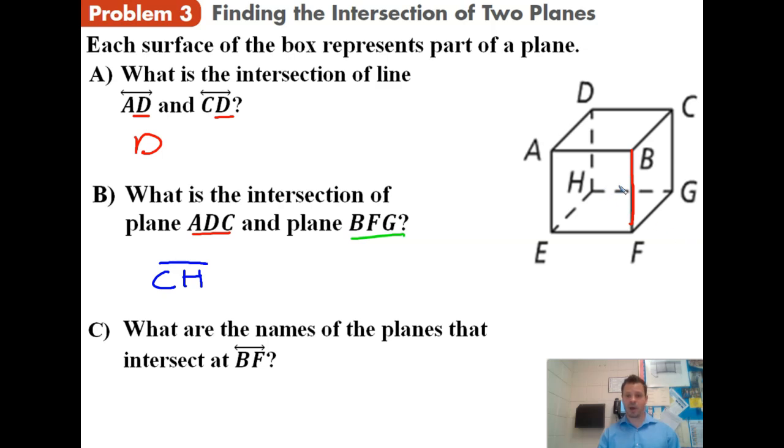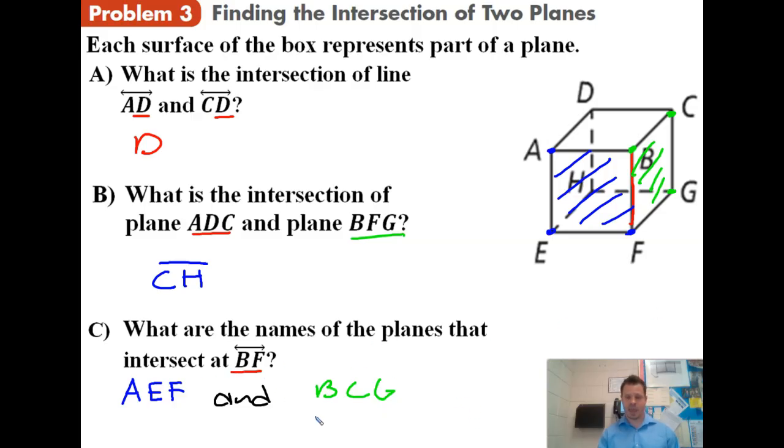Well, that would be the front of the box and the right side of the box again. So we have the front of the box, which I can pick any 3 points from to name. So we could say A, E, F. Any 3 points in any order can name a plane. And the right side of the box, picking any 3 of those points, we could say B, C, G. So those are the two planes that intersect at this line BF here.